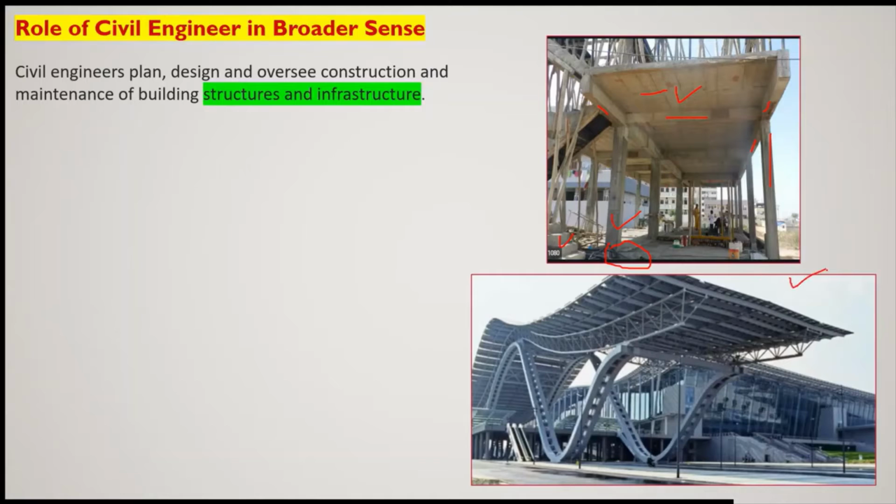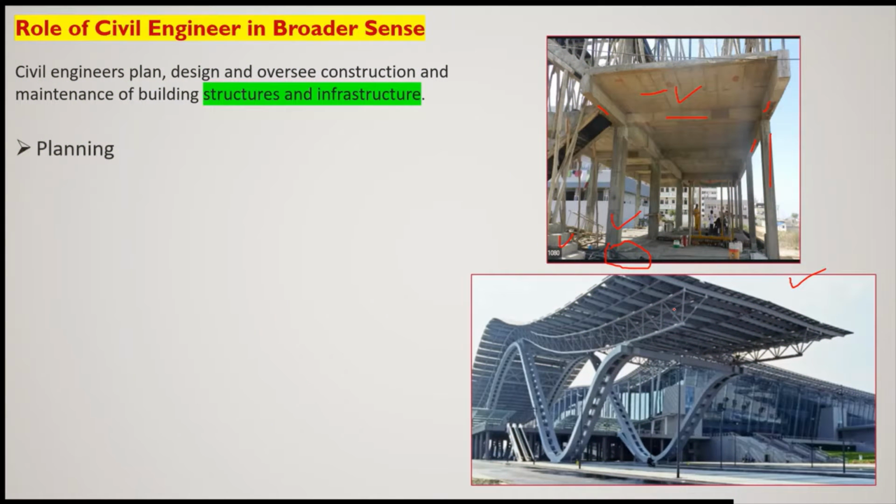And in another figure, figure number 2, you can see there is a very interesting and good looking steel structure. So that means in the civil engineering field, most of the time we will come across the plan, design and construction of RCC buildings or steel buildings.